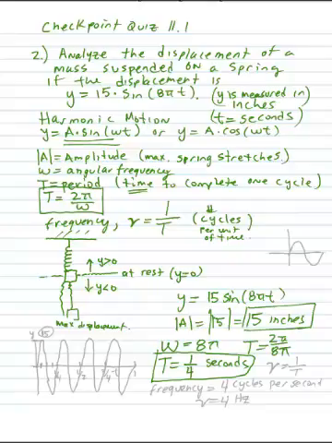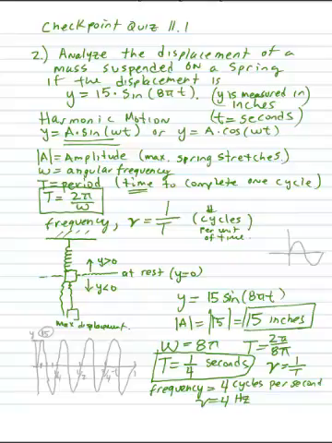We can find the regular frequency, nu, is 1 over the period, so our frequency is 4 cycles per second, and the unit is hertz. The unit of frequency is measured in hertz.